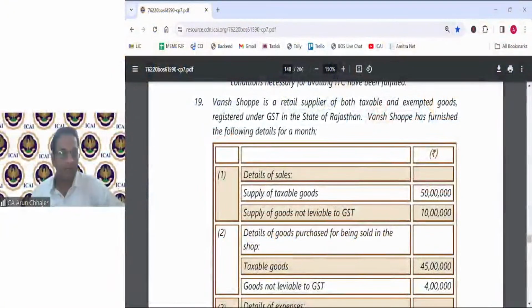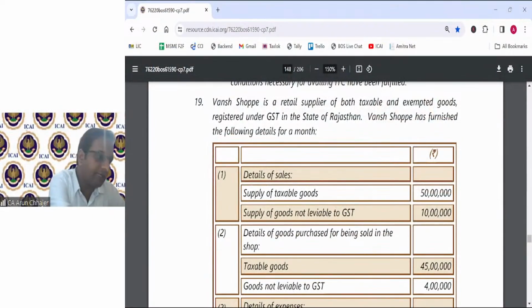So now we are moving to question number 19. Question number 19 is on almost the same pattern, but let me solve that question. You are requested to give the reply in the same manner.